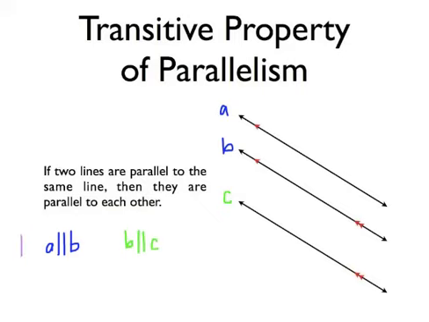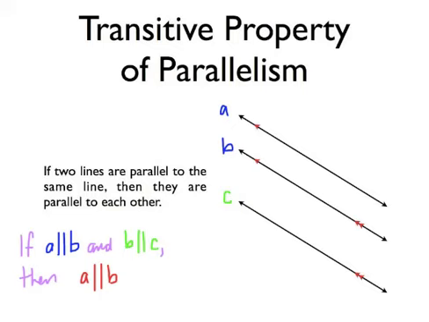And our theorem states that if line A is parallel to line B and line B is parallel to line C, then line A has to be parallel to line C. Can you see how this is the transitive property? We have three different lines here, and they all end up being parallel to each other.